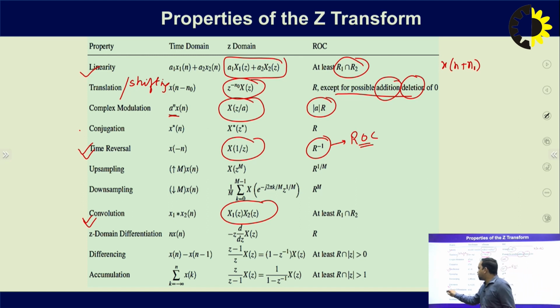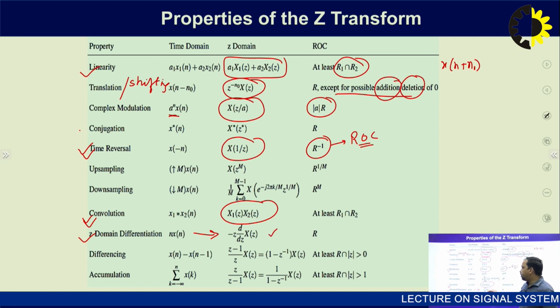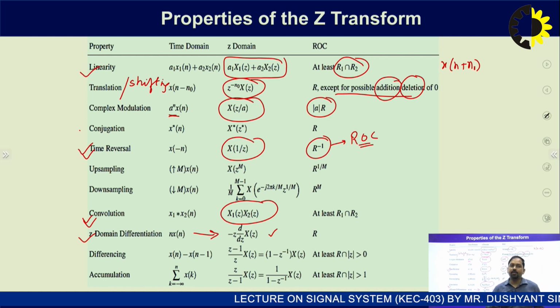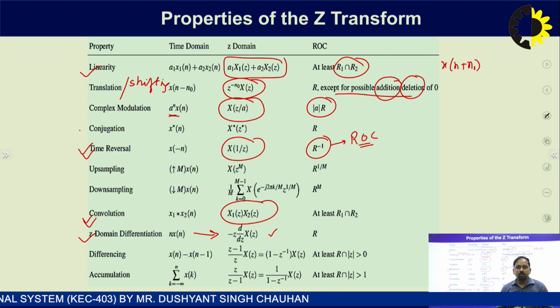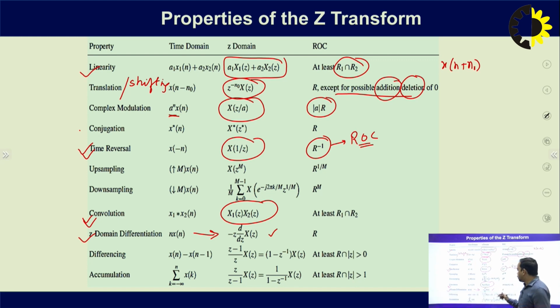Now, this differentiation property, which is very, very important, is differentiation in the Z domain. It says that if we have n x[n], accordingly we have minus z d by dz of X(z). By d by dz, if we are differentiating X of z, we are basically increasing only the number of poles. So it will not affect the location of poles. So the ROC will remain the same, whatever we have for x[n].